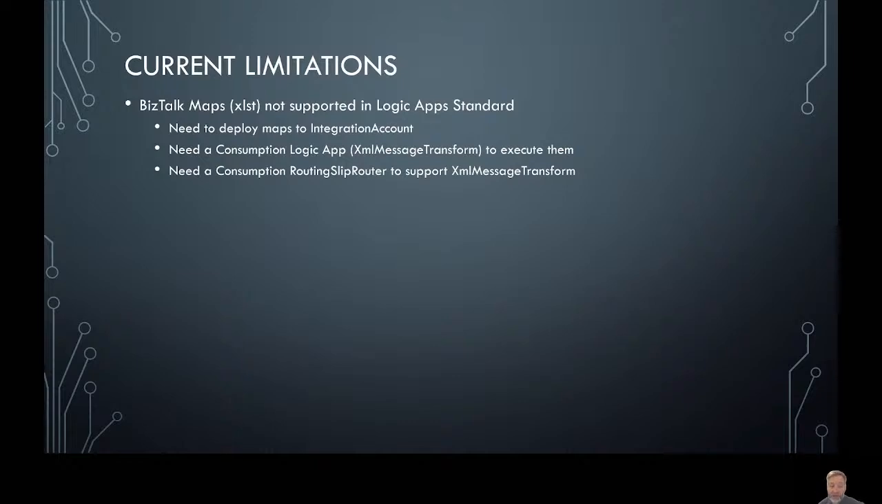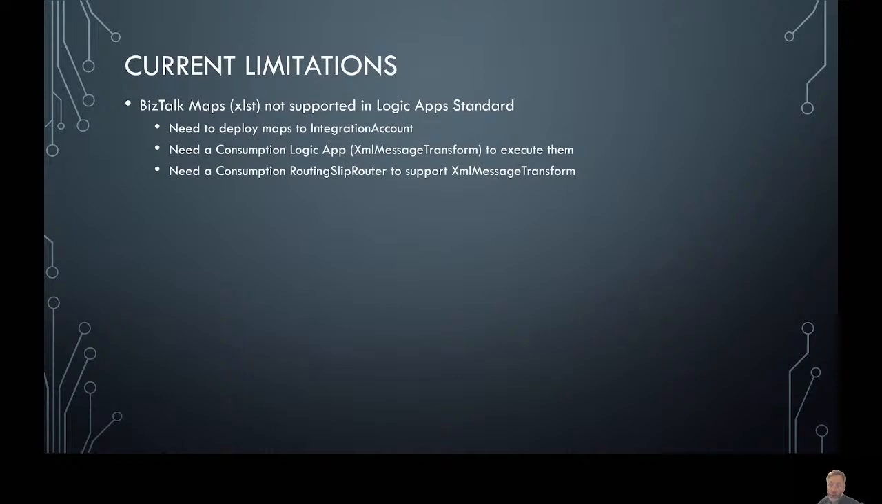So for that reason, for now, we have to deploy our maps to an integration account, and we have to deploy a consumption logic app, the XML message transform, to execute them. And we have to deploy a consumption routing slip router to support the XML message transform. That's why, even though you do a standard conversion or migration and you do the deployment, you'll see some consumption logic gaps there. We're talking with the product group about ways around this.